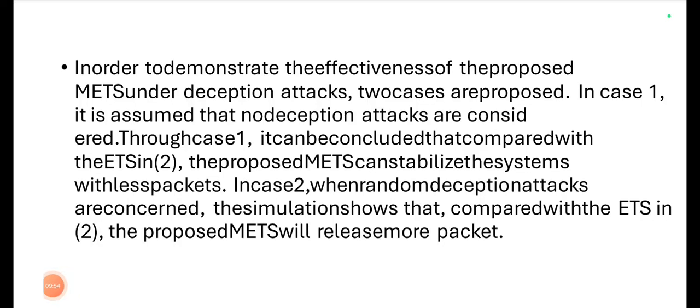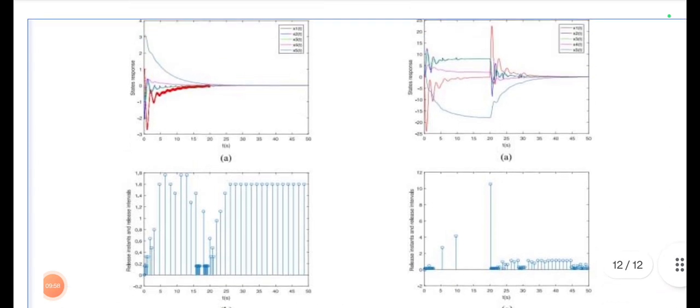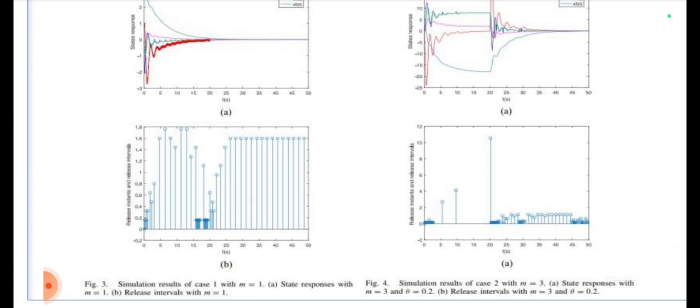reduces the transmission steps. So here we can see the graphs. In the first graph, it is increasing, then constant. In the second graph, it is slowly decreasing to increasing and becomes constant. It is the result of case 1, and these are the results of case 2. State response constant and release intervals with m. And thank you so much.